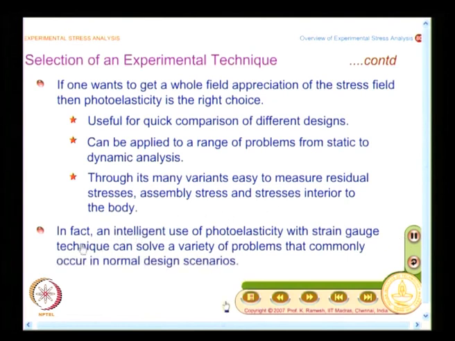And what you have is an intelligent use of photoelasticity with strain gauge can solve a variety of problems that commonly occur in normal design scenarios. Not only normal design scenarios, also in special situations. In fact, you have the Concorde aircraft, though it is grounded now after the accident in France. This was one of the aircraft which had the least amount of failures in the field. There were no accidents till it was grounded, and it had a tail rudder which was failing repeatedly.